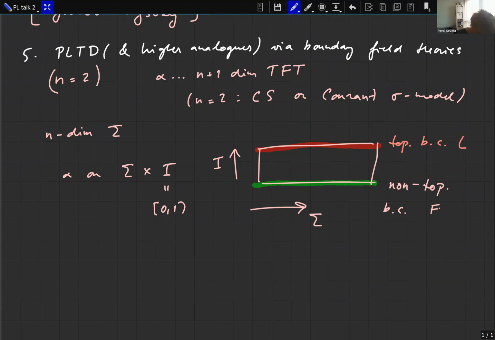Okay, so alpha, the Chern-Simons, is inside, and something is happening on the boundary. On one side, the thing is topological, so it's all nice. On the other side, it's very unnice. It's non-topological. This thing can be understood, so this is just an n-dimensional field theory. Non-topological because part of the boundary condition is non-topological.